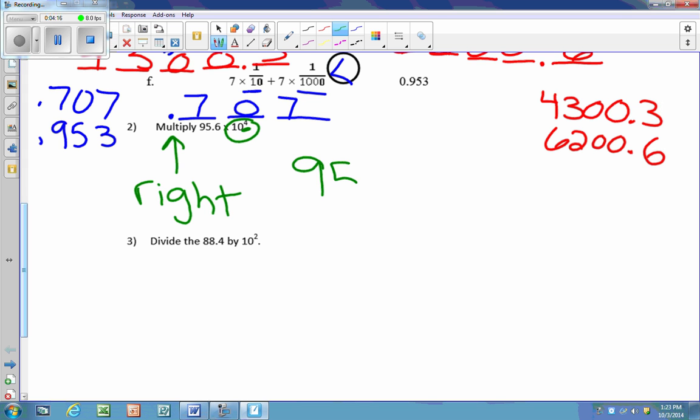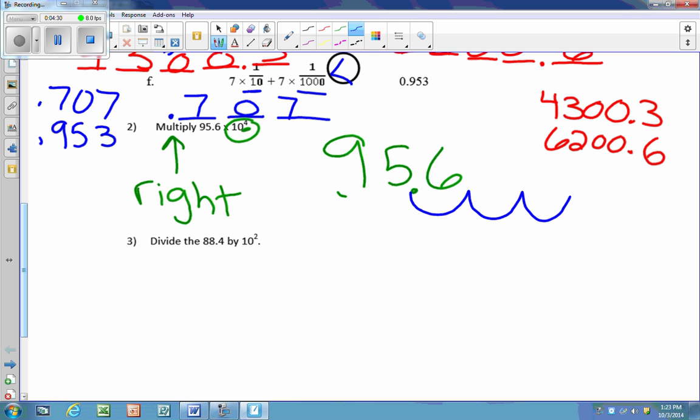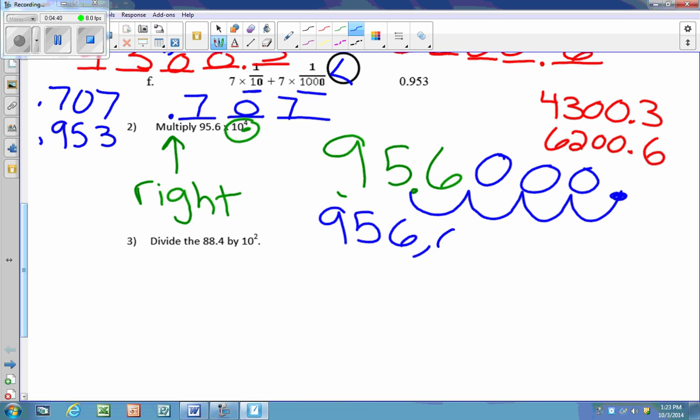So I'm going to write my original number. I apologize for that. I have to write it correctly. And now I need to jump 4 times. So I'm going to jump 4 times. 1, 2, 3, 4. My new decimal is here. I ask, what can I fill in? I can fill in some zeros. So my final answer is now 956,000, which makes sense because when I multiply, my answer should be larger.